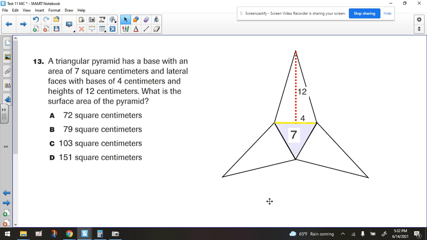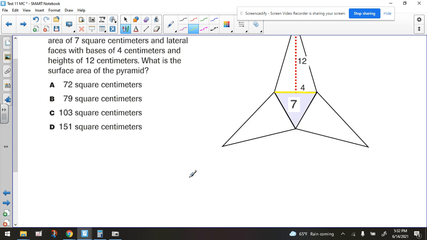If we were interested in finding the area of one of the triangles, so let's say this one, for example, then we would use the formula half of the base times the height. But keep in mind that we have 3 of those. 1, 2, 3. They're all identical.